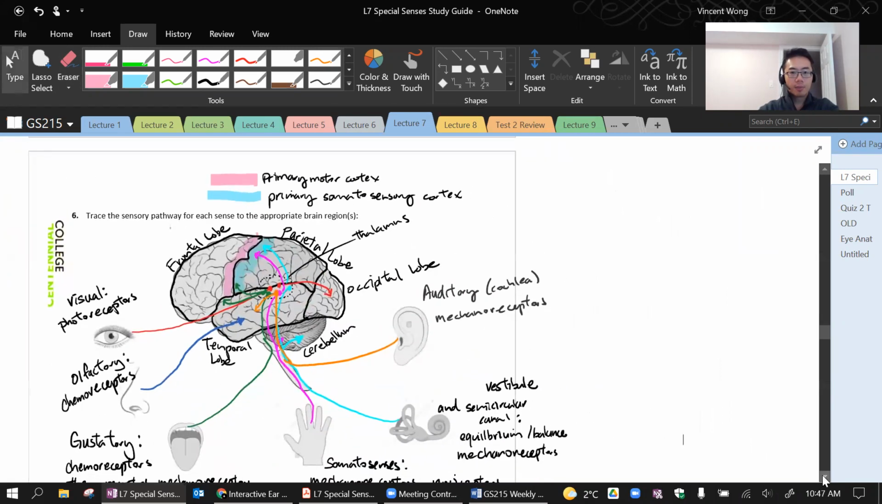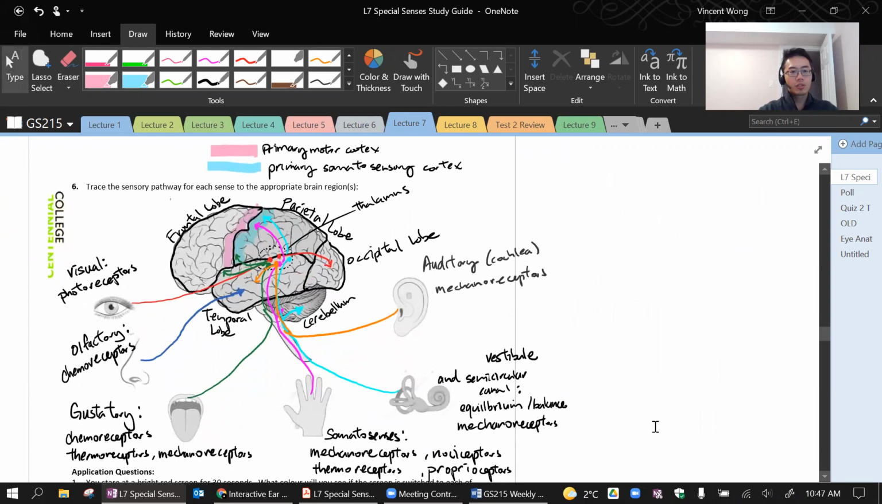I know it's kind of small, but if you want to take a screenshot picture, you could do that. Are we okay?